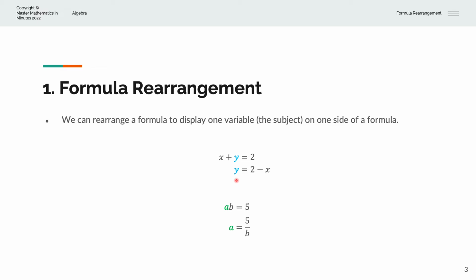Consider the second example, with ab is equals to 5, and the intention is to make a the subject. So we'll need to bring b to the right-hand side. So we'll copy a, and we'll copy 5, and we'll divide both sides of the equation by b. And so a is now the subject on the left-hand side, and on the right-hand side we have 5 divided by b. Let's take a look at a couple of examples now.